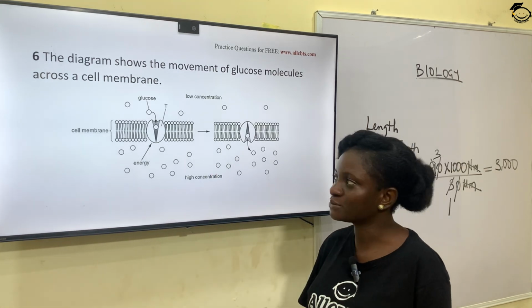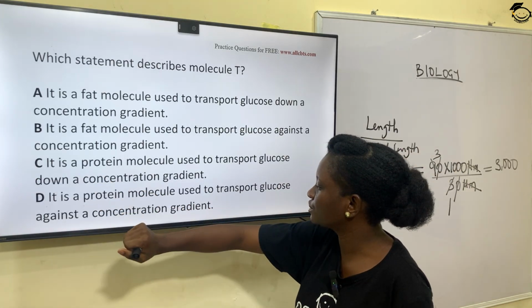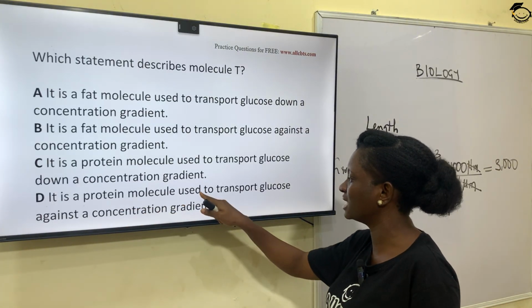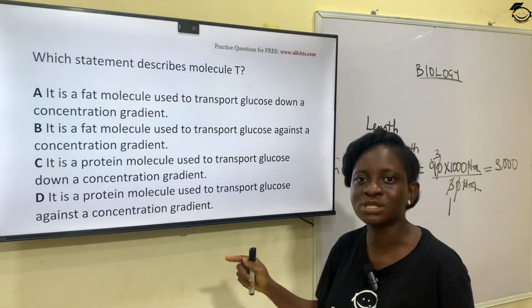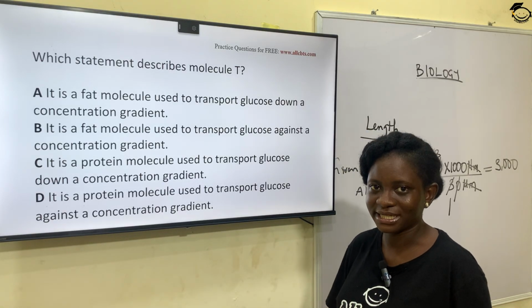So from the options provided, we can see that option D is the correct answer. It is a protein molecule that is used to transport glucose against a concentration gradient. So option D is the right answer.